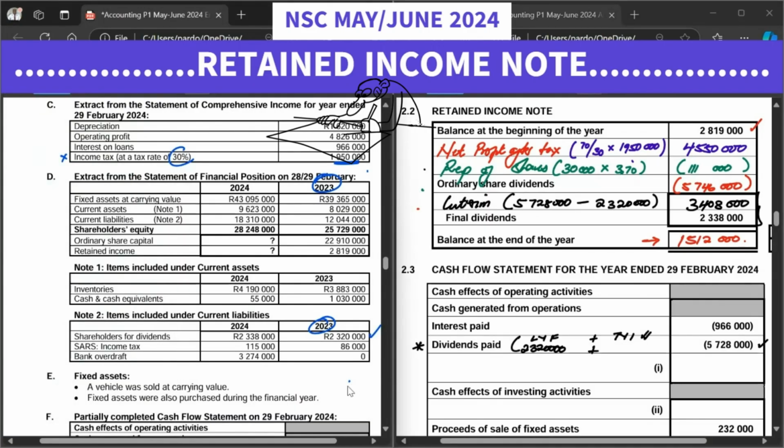Okay, so I want to encourage you guys, keep practicing, do as many retained income notes as possible, do as many ordinary share capital notes as possible. All right, and then you have to be able to prepare a statement of financial position with them and also the cash flow statement with them.